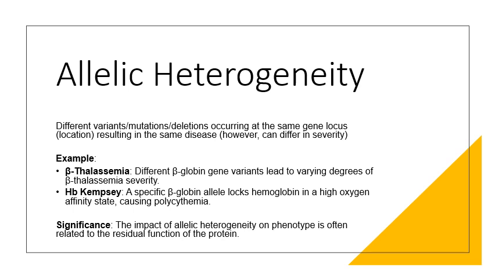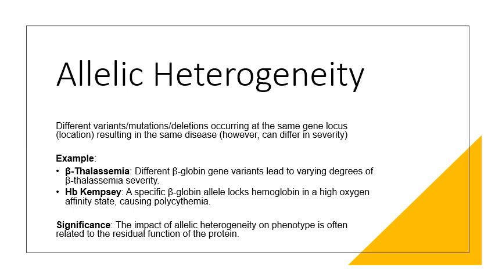So we'll start with allelic heterogeneity. This is where different mutations, as I mentioned, such as deletions or variants occurring in the same gene locus or location, can lead to the same disease, though the severity of the disease may vary depending on the specific mutation. Example would be beta thalassemia. This is where variants in the beta globin gene result in differing severities of beta thalassemia, ranging from mild to severe based on the extent of beta globin production impairments.